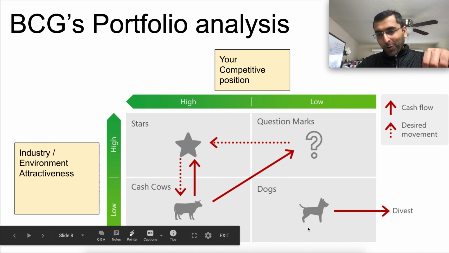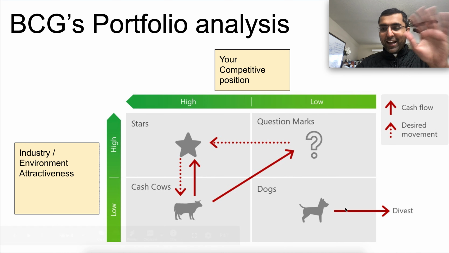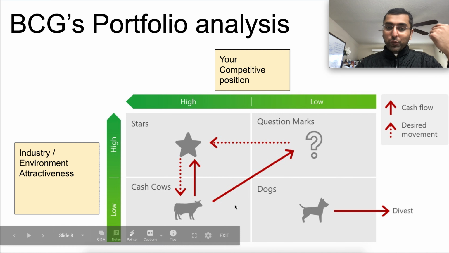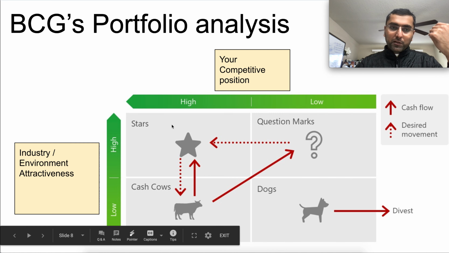And then there are the dog projects. The industry is not attractive and you're not competitive. You should just get rid of them, either divest or just pay lower attention. Your cash shouldn't be going here. You should be taking cash out and then using it for your question mark and star projects.